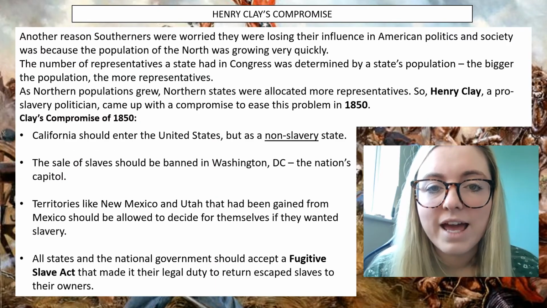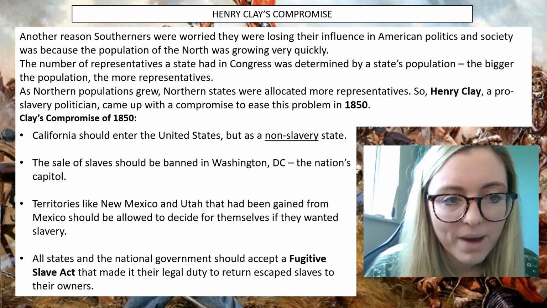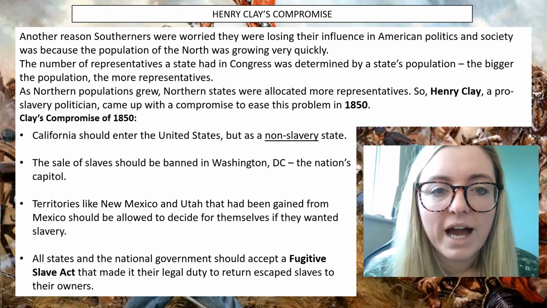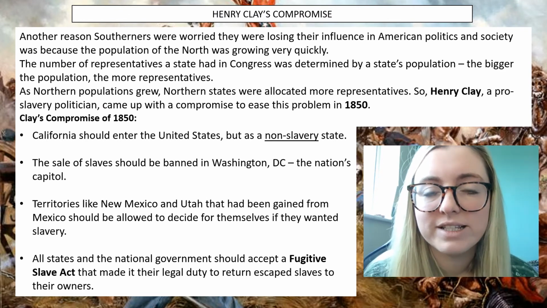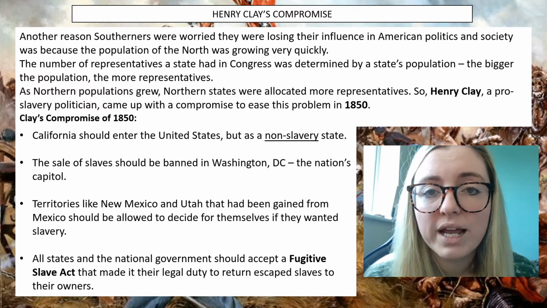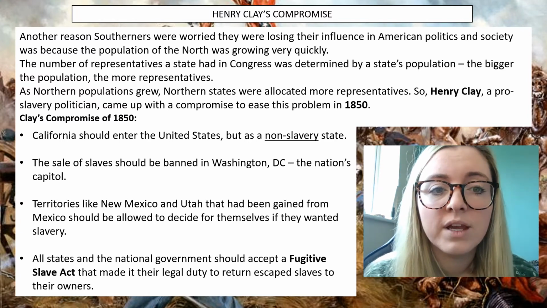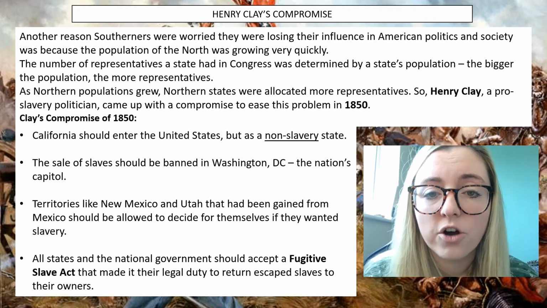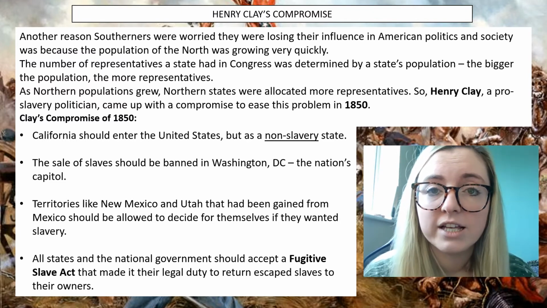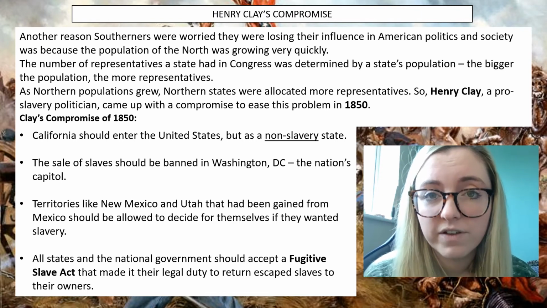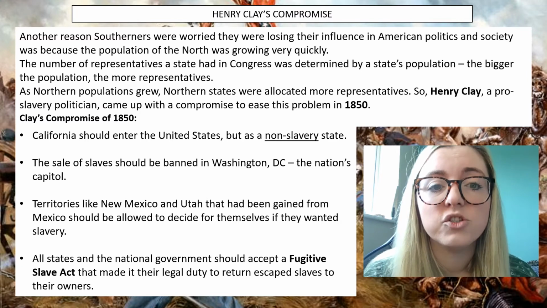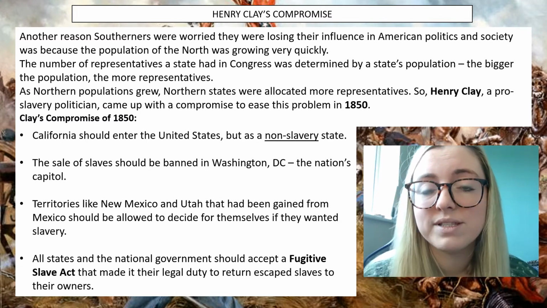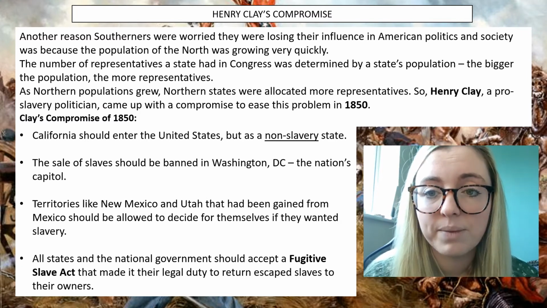So the final reason then is Henry Clay's Compromise. And this all began because the Southerners were worried that they were losing influence in American politics and society because the population of the North was growing quite quickly. And the number of representatives in Congress was determined by a state's population. As we said, the slaves represented 3/5 of a person. That is something we've learned about in the past. So as the northern populations grew, the northern states were allocated more representatives, therefore having more political power.